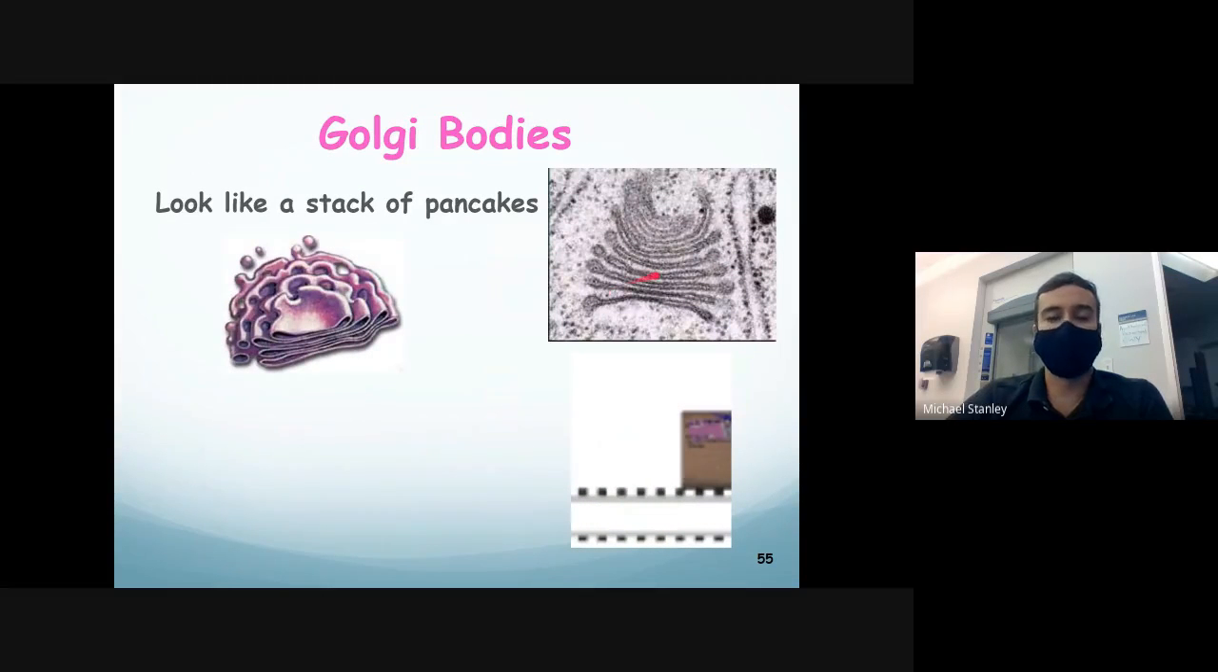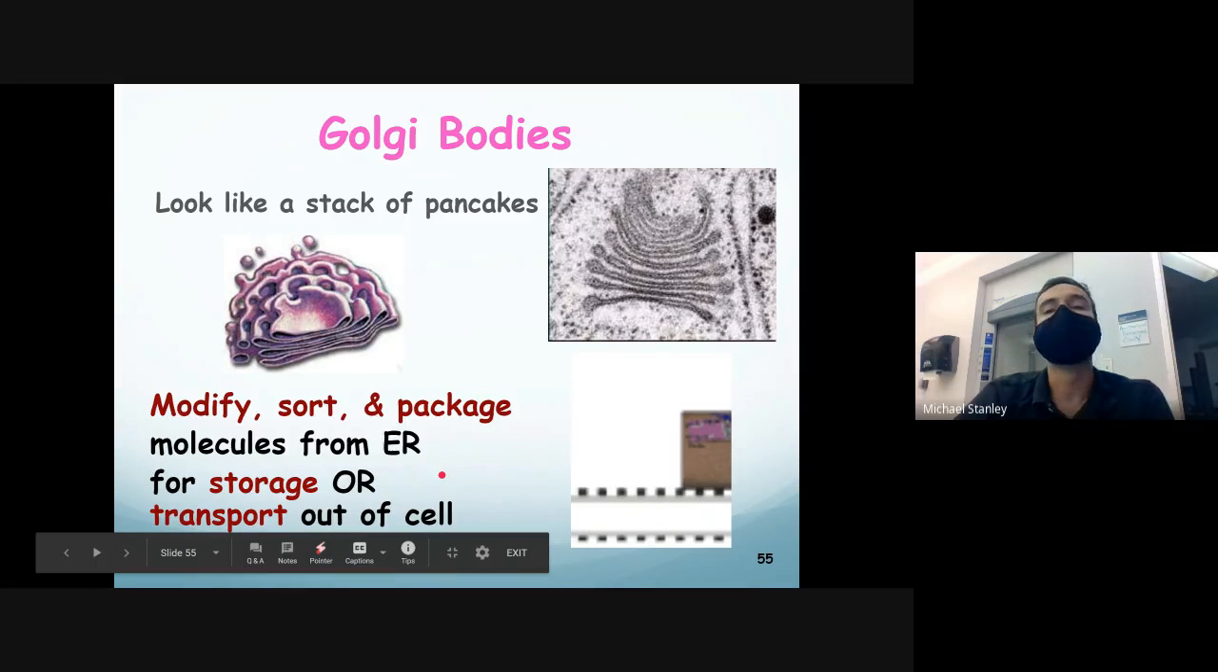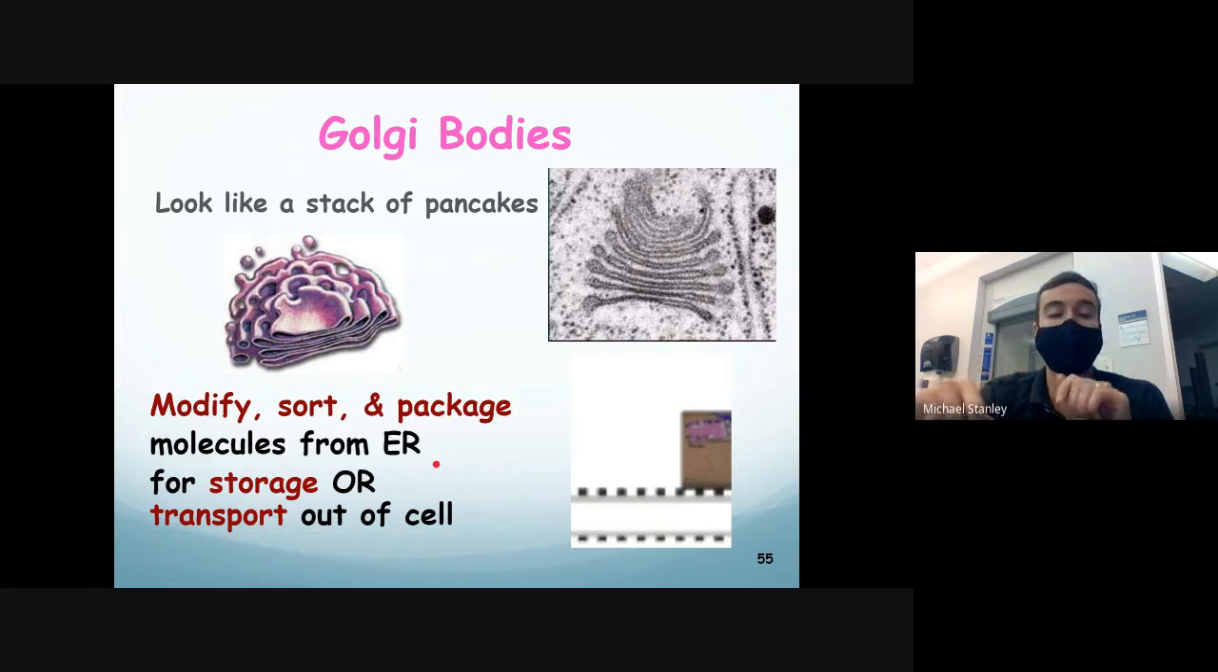So people have referred to it, like I said, like a stack of pancakes or a flat stack of smushed down pancakes. It takes all sorts of different materials, a lot of times directly from the ER. It can modify them, it can sort them, it can package them and send them away. It can store them inside of the Golgi or inside of the cell itself. All sorts of different things for the Golgi bodies.